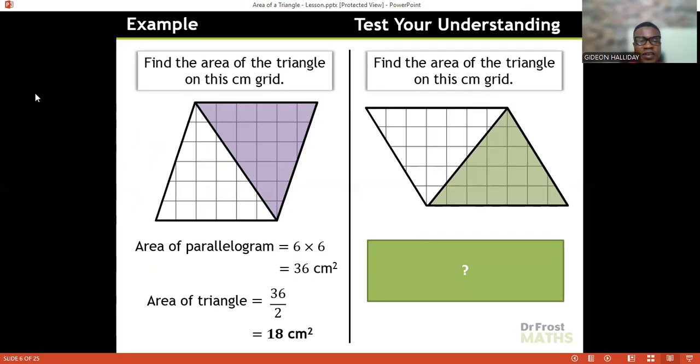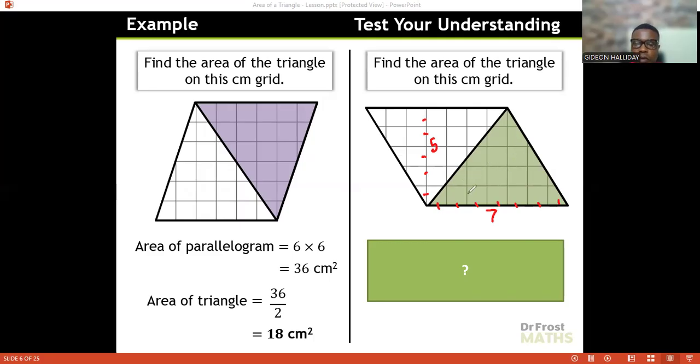Pause the video and try it. All right, so here the length is the height, 1, 2, 3, 4, 5. So 5 for the height, and then 1, 2, 3, 4, 5, 6, 7. 7 for the base. Of course, you remember the area of a parallelogram is base times height, right?